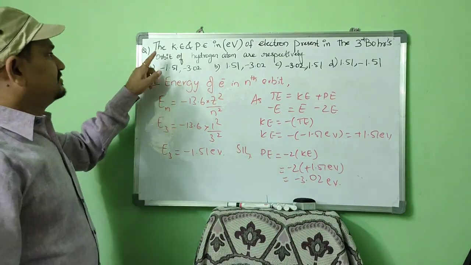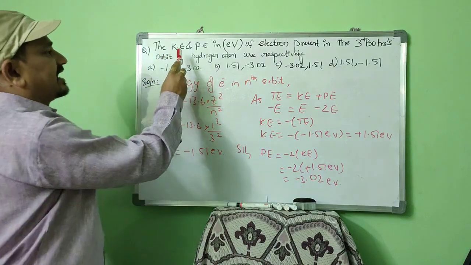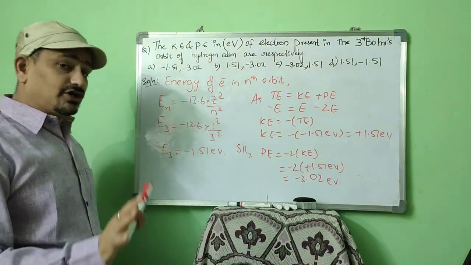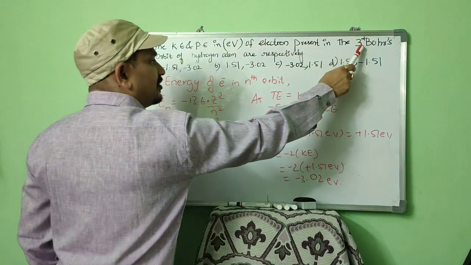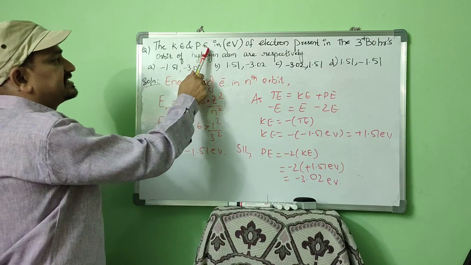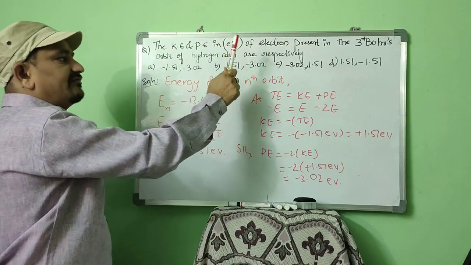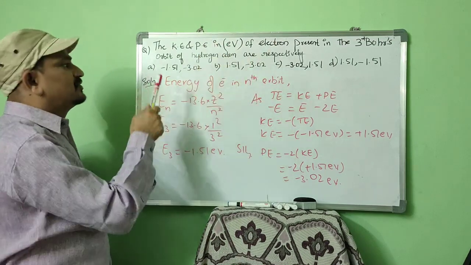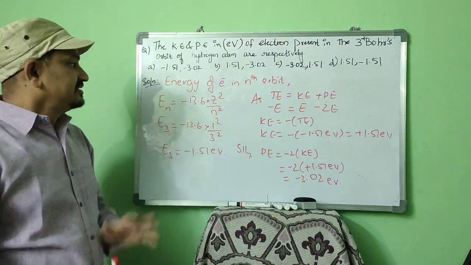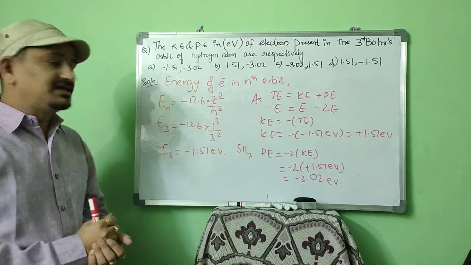In hydrogen atom, we are asked to find the kinetic and potential energies in electron volts. In which orbit of hydrogen? Third orbit of hydrogen. The kinetic and potential energy in electron volts of an electron present in the third Bohr orbit in hydrogen are, what are the options we have to find? So immediately we have to come to the relation.